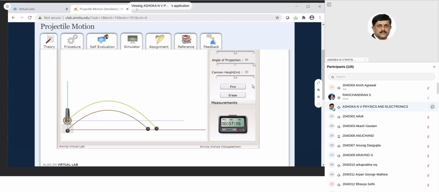Let them try. All of you can take about 20 trials, minimum 20 trials. If you have done more trials, I can presume that you have studied the experiment properly. Any other doubt you can ask now?